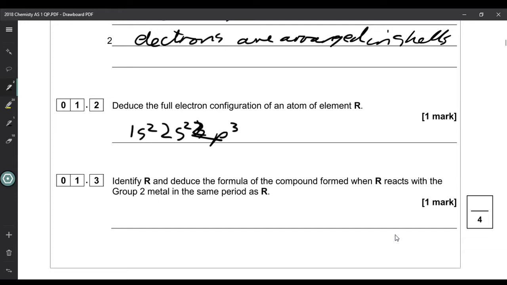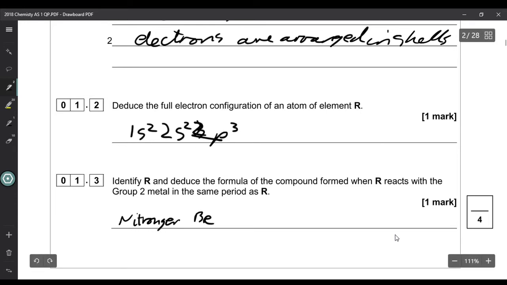Okay, so the last part of this question says identify R and deduce the formula of the compound when R reacts with the group 2 metal from the same period. So the element with 7 electrons, we know is nitrogen. And the group 2 element on the same period of nitrogen is going to be beryllium.